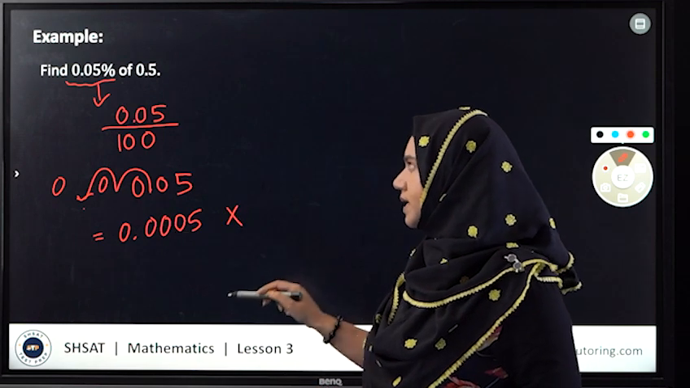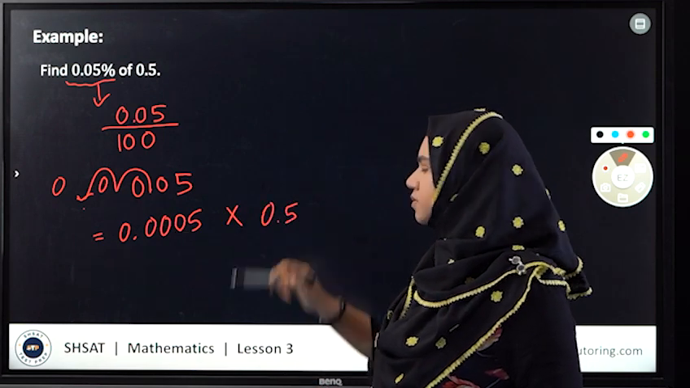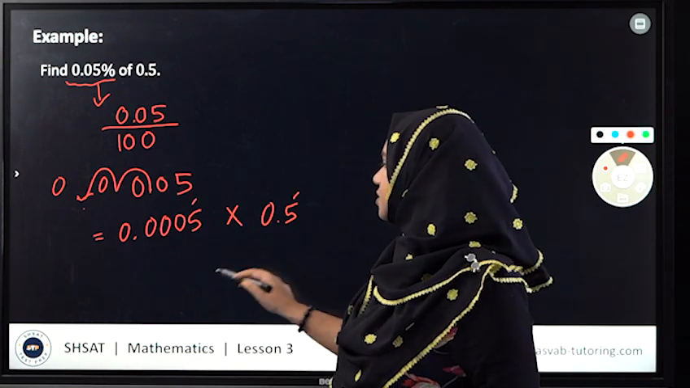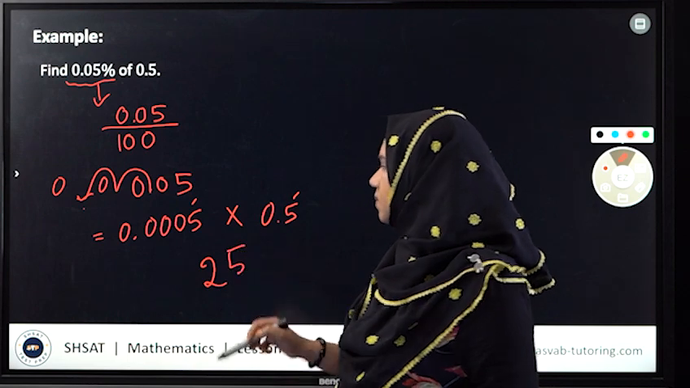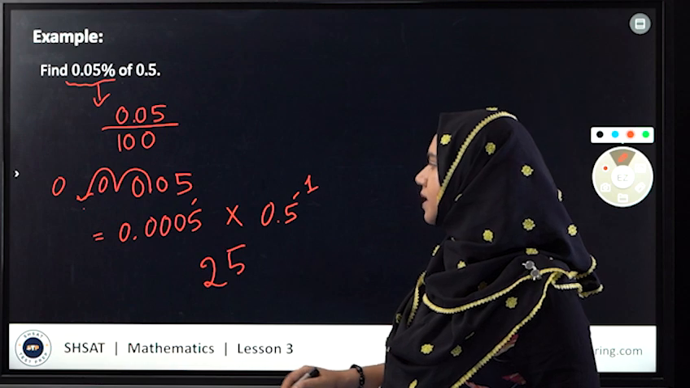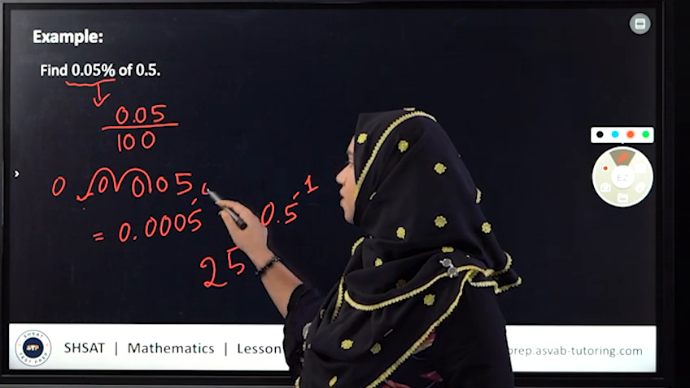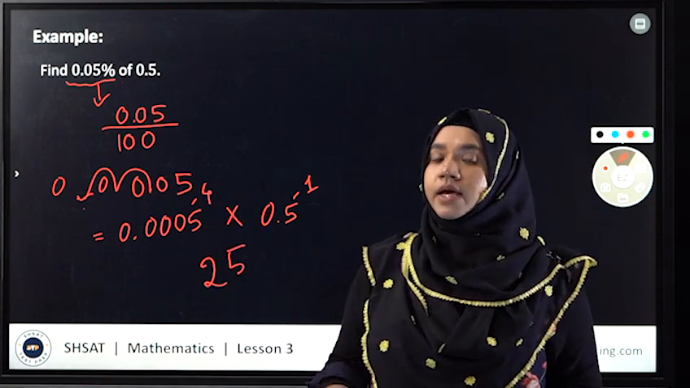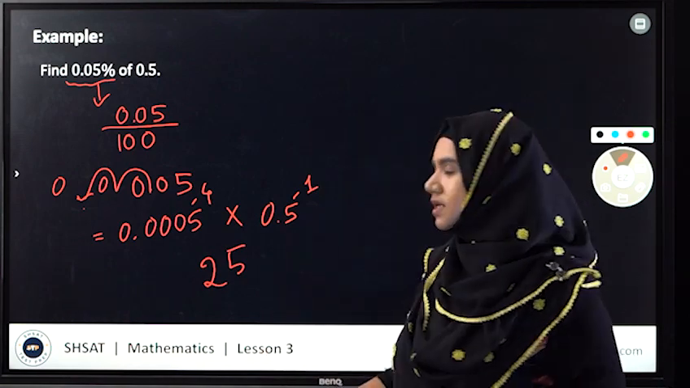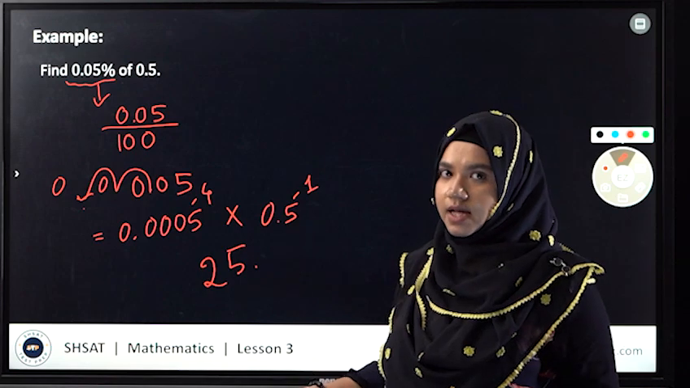Of means multiplication. We're multiplying that to 0.5. Now, quite easily, we know 5 and 5 together is 25. But what about the decimals? Here we have one number next to the decimal. Here we have 1, 2, 3, 4. We have 4 numbers next to the decimals, right? In total, there are 5. We don't see a decimal right here, but we know there is an invisible decimal right after the number.